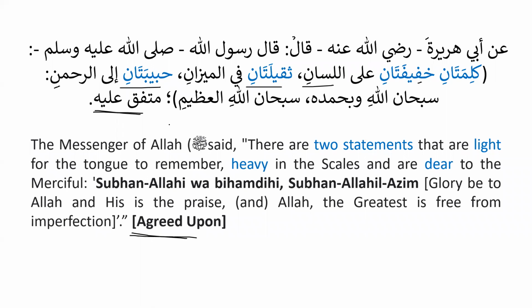And we ask Allah subhanahu wa ta'ala to bless us with that, inshallah, a heavy scale, and show us the right path, and bless us with Jannah. سبحانك اللهم وبحمدك أشهد أن لا إله إلا أنت أستغفرك وأتوب إليك.